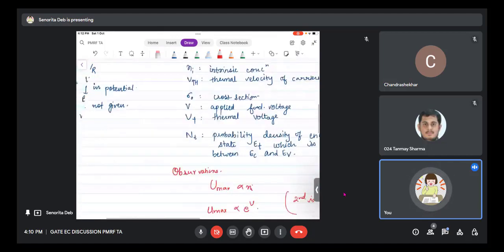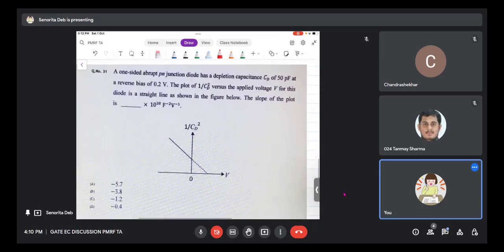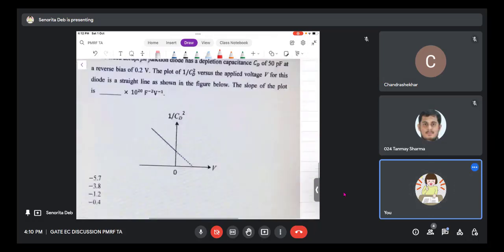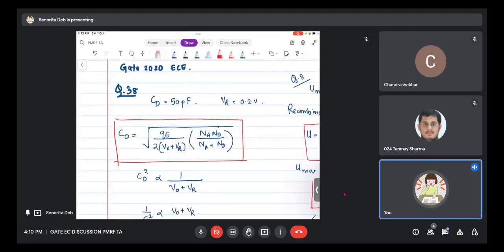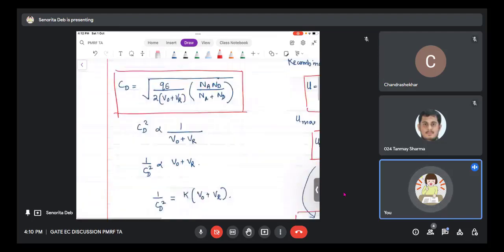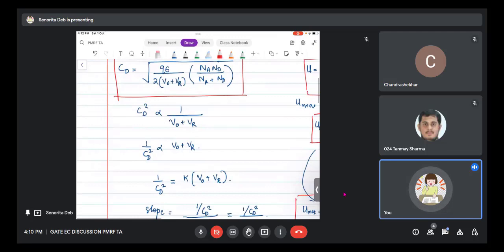Now in your question, they have shown you a graph which is 1 upon CD square with respect to V, right? So now you have this formula, and from here you can find CD square, which I have written. So CD square is inversely proportional to V naught plus VR. Okay, and therefore 1 upon CD square is proportional to V naught plus VR, and your graph was 1 upon CD square, and here it was V, right? So that is why I have written it in this form.